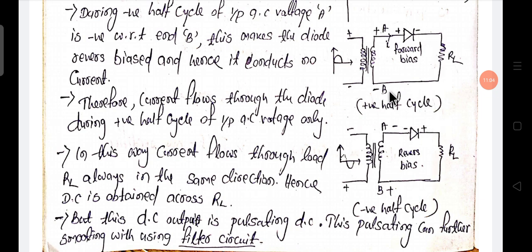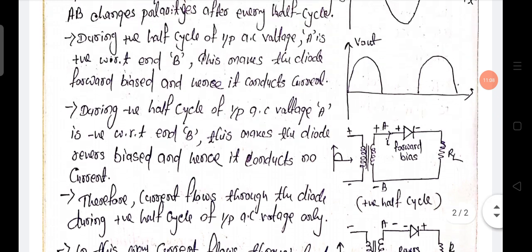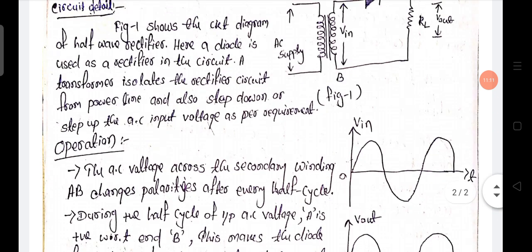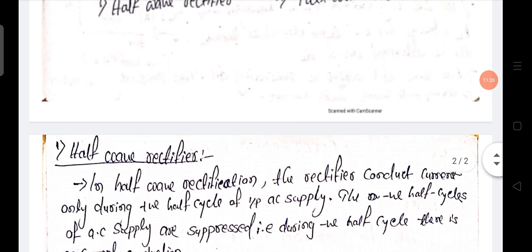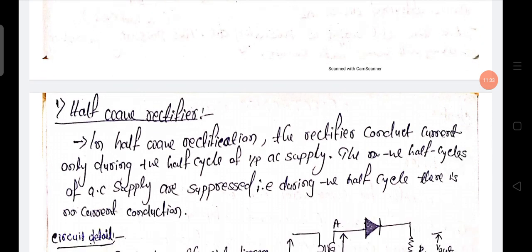This is the positive half cycle diagram, and this is the negative half cycle diagram. So mainly the half wave rectifier only rectifies the positive half cycle of the AC. Remember that the negative half cycle is suppressed by the half wave rectifier. As the name suggests, in a half wave rectifier only half of the wave is rectified.